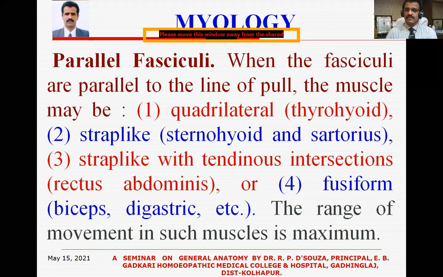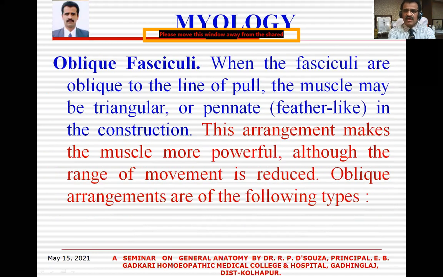Well, now we'll talk about oblique fasciculi. When the fasciculi are oblique to the line of pull, the muscle may be triangular or pinnate. Pinnate means feather-like. Feather, piece. Okay, in the construction. This arrangement makes the muscle more powerful, although the range of movement is reduced.